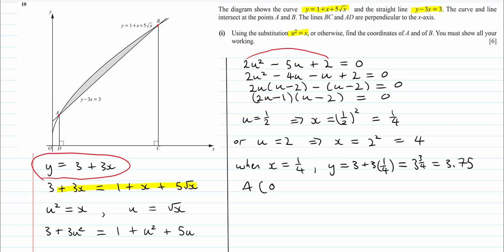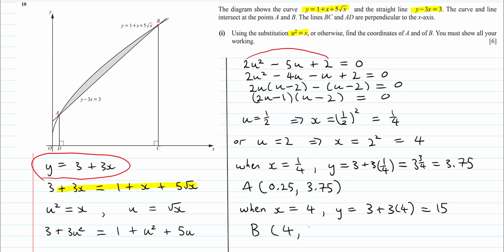So our coordinates of A then is going to be 1/4 or 0.25, and the y coordinate is 3.75. Okay, so now to find the coordinates of B, well, that's when x is equal to 4. So when x is equal to 4, y is equal to 3 plus 3 times 4. So 3 times 4 is 12 plus 3, and that is equal to 15. So that means our coordinates of B then is going to be 4, and the y coordinate is 15. Okay, so that is question 10 part 1.